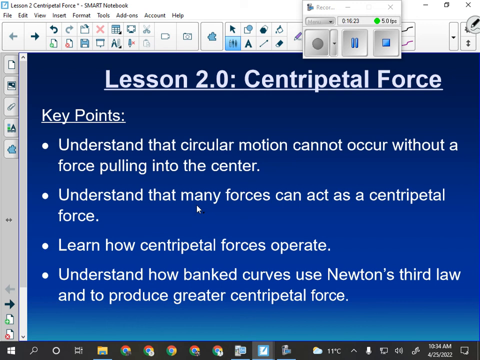Okay? Unbanked corners, they're not as safe, and their conditions can change drastically. So the speed at which you can take a corner here in town today could be different tomorrow. Right? If it was to rain or get icy, or whatever, the speed you could take those corners at changes from day to day.